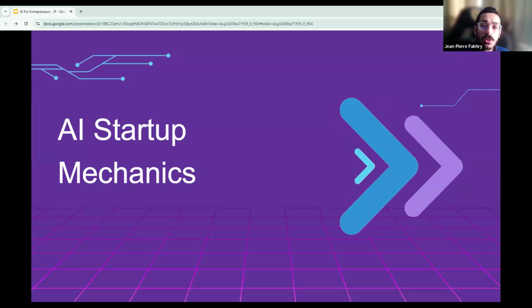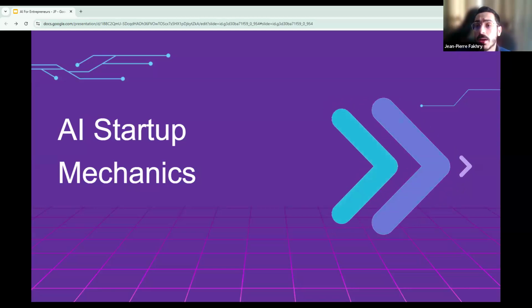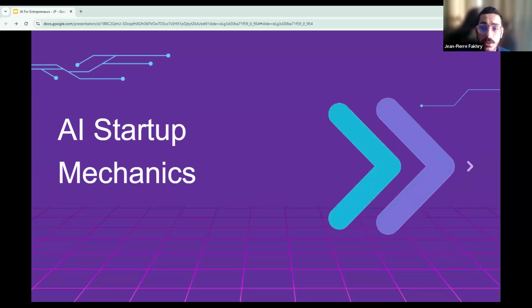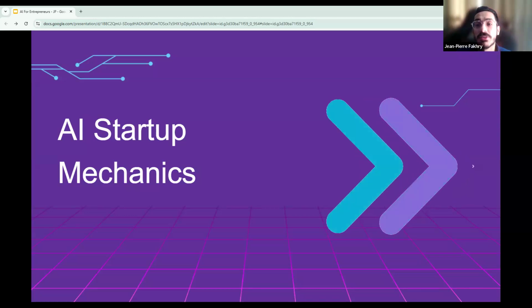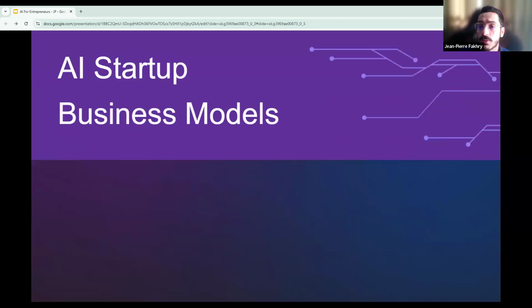Now, the final section here is about the business layer. So how AI companies make money, how they get funded, how they build teams, and what the first 6 months should look like. We will move through it with real examples, so let's go over it.